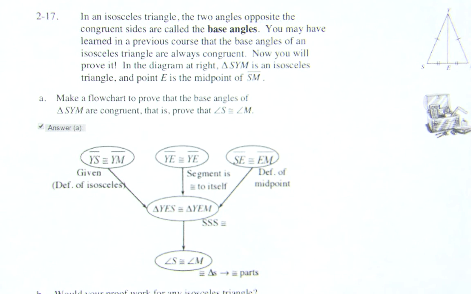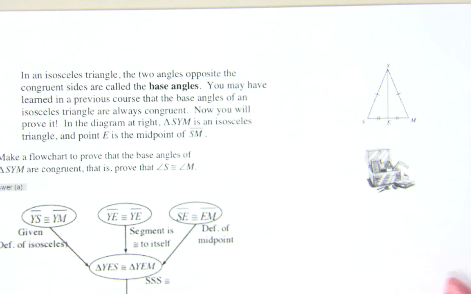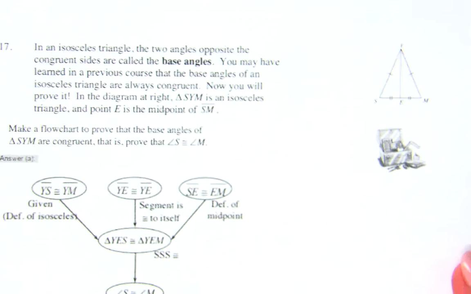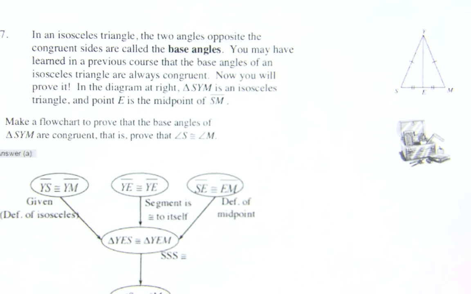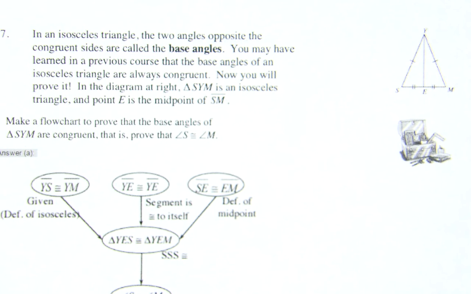So, in an isosceles triangle, the two angles opposite the congruent sides are called the base angles. You may have heard of these. You may have learned in a previous course that the base angles of an isosceles triangle are congruent. There's actually a problem in Math 1 that has you do this. So if you do or do not remember, now you will prove it.